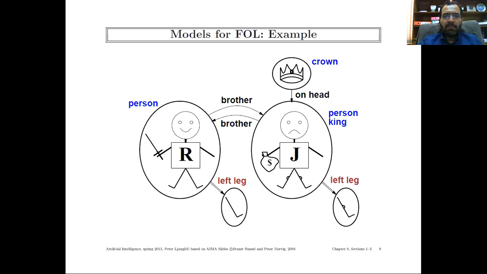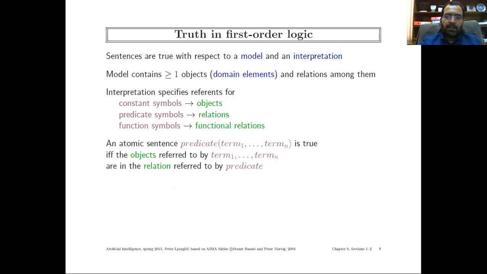Similarly, if I want to say that Richard is on the head of John, again in the given model and the given interpretation, it is wrong. You will say that is not a right sentence, although as far as syntax is concerned, you can construct such a sentence. But it is important that we evaluate those sentences and see whether they are true in the given model and the given interpretation or not. So that is basically how we evaluate the truth value.